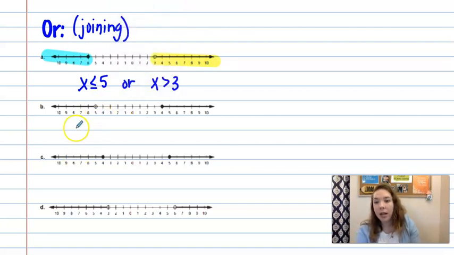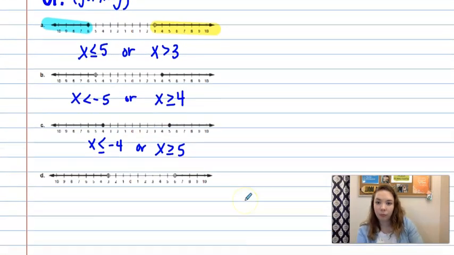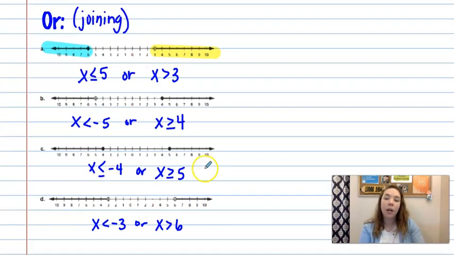So if I was going to write this one, I have x is less than -5, or x is greater than or equal to 4. C, we have x is less than or equal to -4, or x is greater than or equal to 5. And then example D here, we have x is less than -3, or x is greater than 6. Right? So there is no fancy way to write ors. They all have to be written this way. All right, so now let's take a look at some examples.